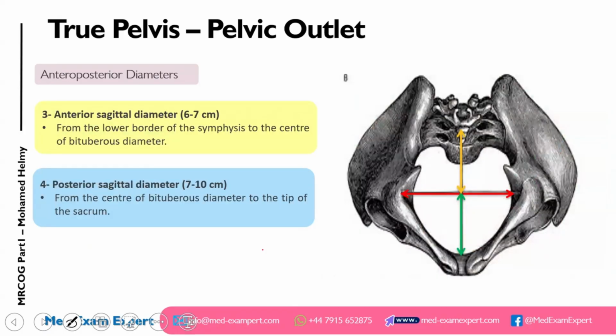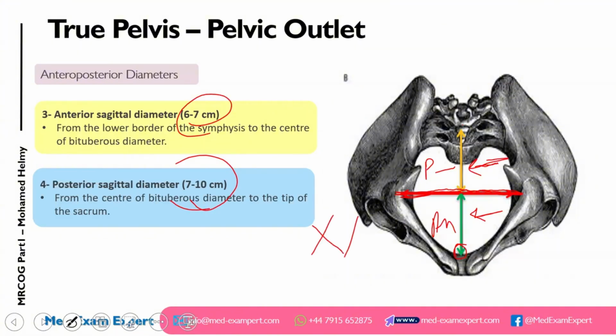Also, these are two other diameters, imaginary diameters. If we have a line joining the two ischial tuberosities like that, and we have a line from anterior to this line and from this line to posterior, then we have two other diameters. We call it anterior sagittal diameter and posterior sagittal diameter. Anterior and posterior. The anterior one is 6 to 7 centimeter, posterior one is 7 to 10 centimeter, but I don't see any relevance to these two diameters, and they are not asked in the exam.